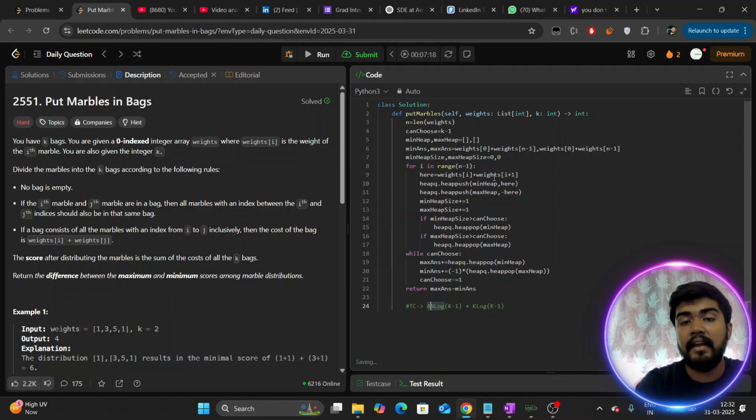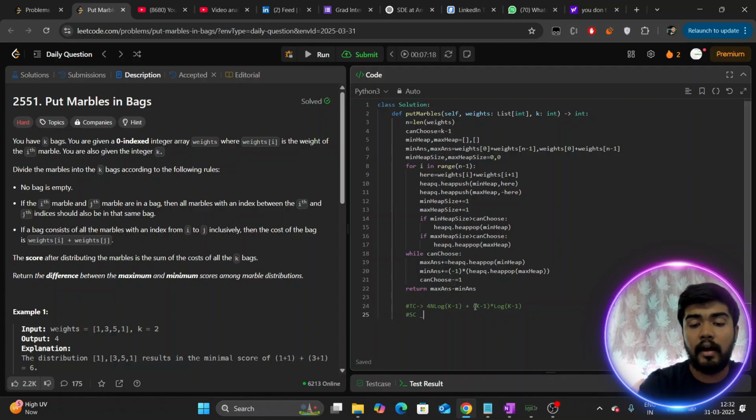So we are iterating n times for sure, and for every element we are doing log k minus 1, and here also k log k minus 1, because can choose can grow as big as k minus 1. It should be k minus 1 times log k minus 1. So that is the time complexity. I have given the exact time complexity if you consider every iteration, every heap push, and every heap pop.